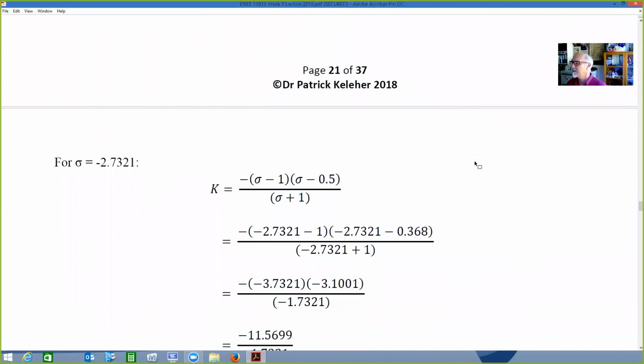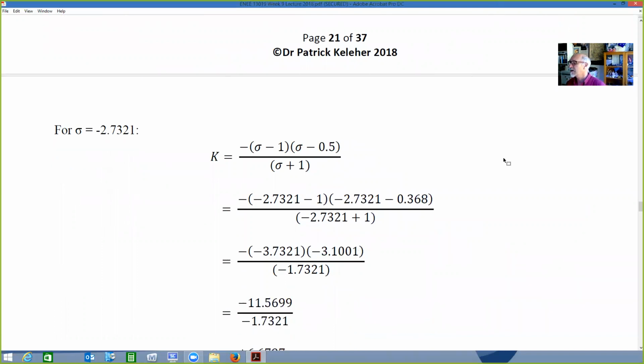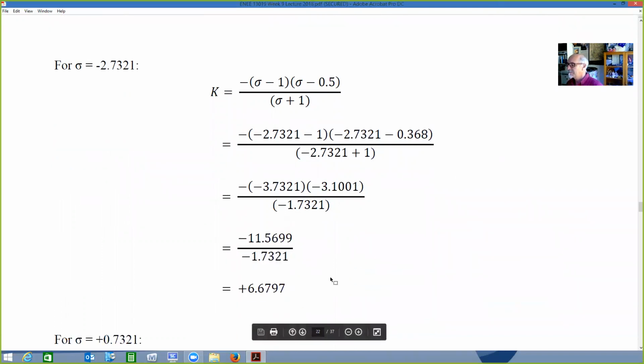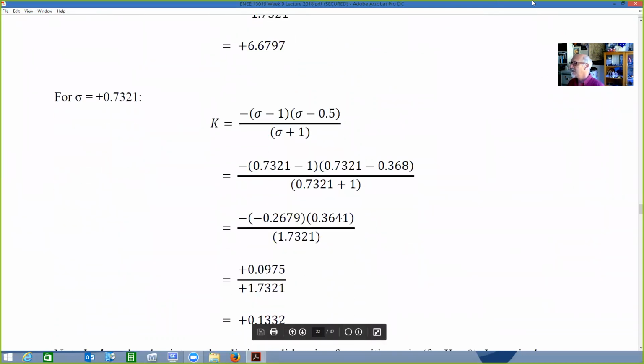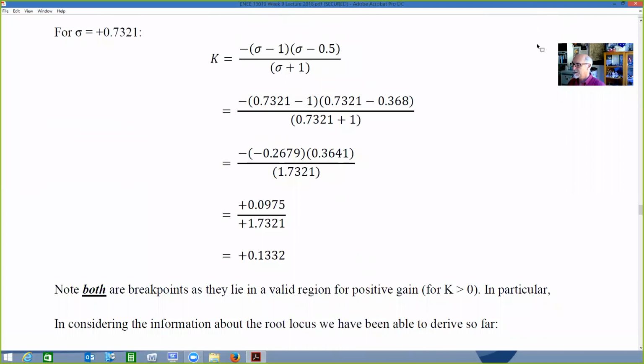So for sigma equal to -2.7321, we put it back into our expression, and we get a positive value. Very good. If we take our positive value, again, do exactly the same thing, put it into the expression, we end up with a positive value. So in other words, both are breakpoints as they lie in a valid region for positive gain. In other words, K is greater than 0.